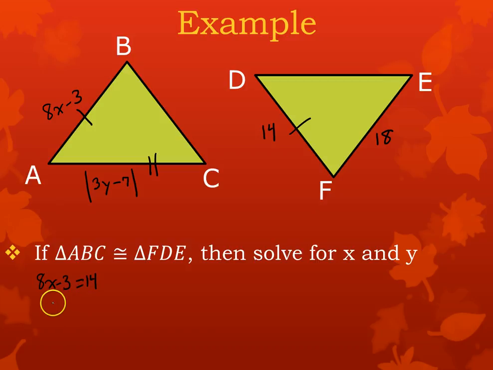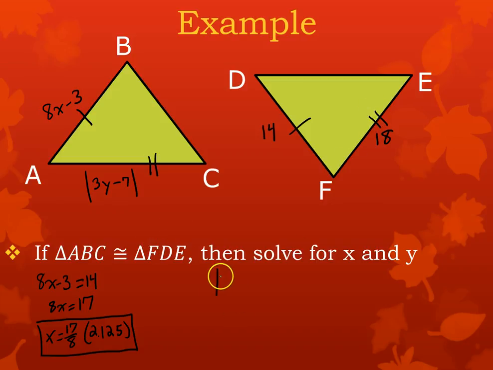So we would add 3 to both sides. 8x equals 17. And then divide by 8. So you either have 17/8 for x or 2.125, the decimal. And then the y is AC, that's our first and last. So first and last is FE, and yeah, we can solve.